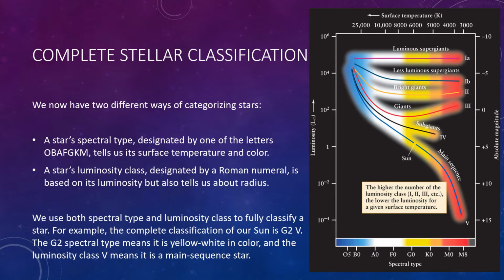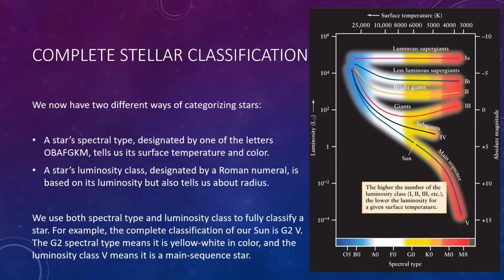But we also have now the star's luminosity class, designated by Roman numerals, which is based on its luminosity and also tells us about the star's radius. Luminosity class 1 stars have the largest radius, with radii decreasing as you go down to luminosity class 5. We use both spectral type and luminosity class to fully classify a star. For example, the complete classification of our sun is G2V.